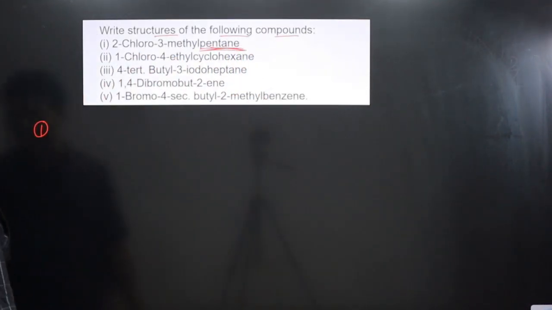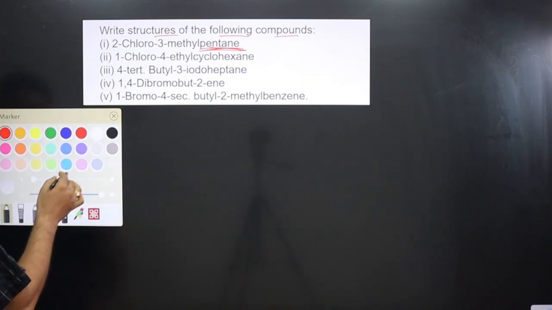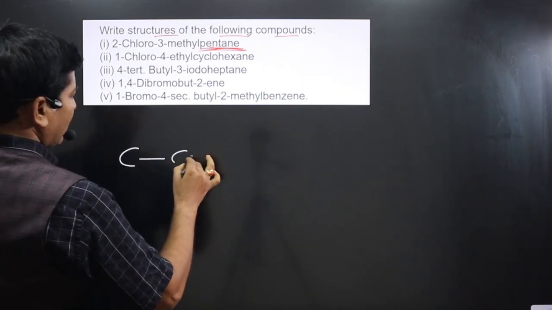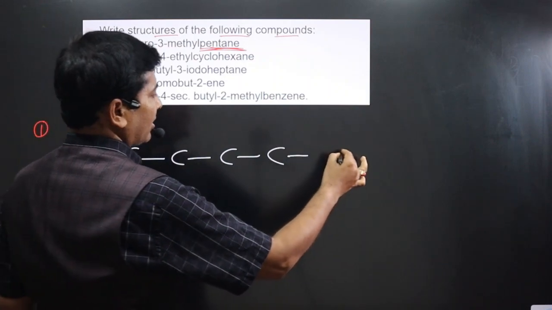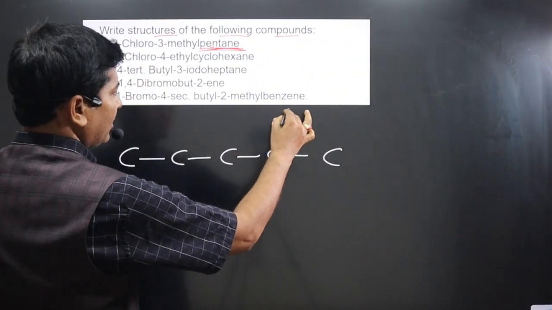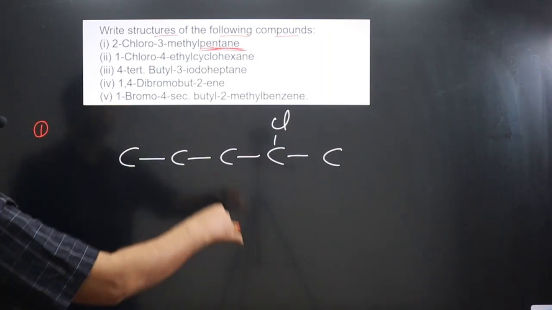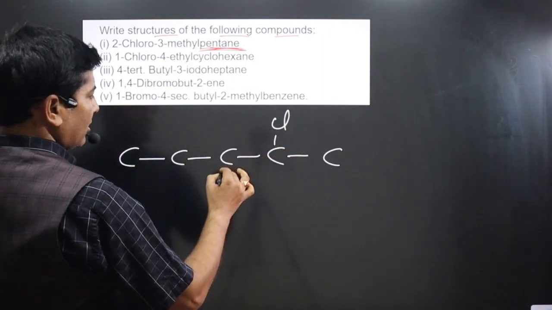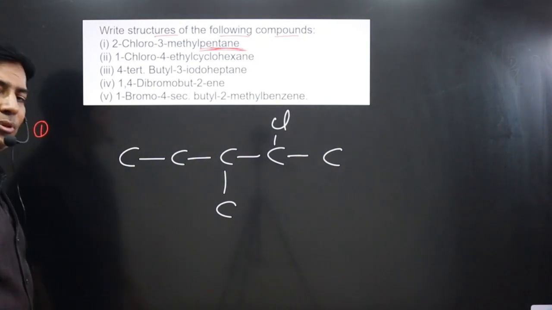Pentane is the parent chain. Okay, means there are 5 carbon, we have pentane. First, second, third, fourth, and this is the fifth. Then it says 2-chloro: first, second, attach Cl to the second carbon. Then it says 3-methyl: first, second, third, to the third carbon attach methyl group.